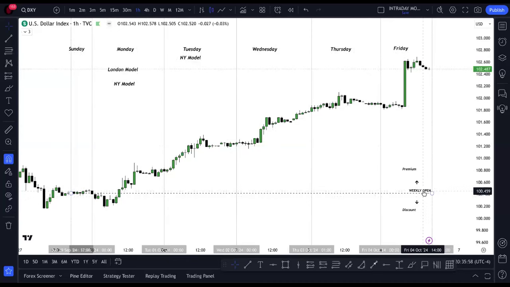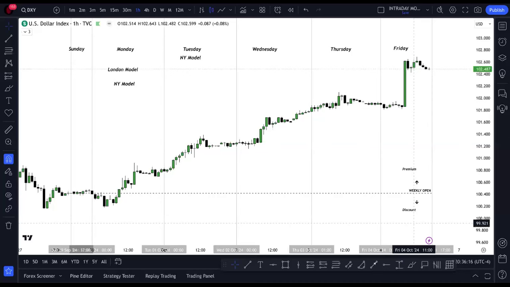Now, this price point here is fair value. This is Sunday's opening price, or interchangeably weekly opening price. Anything above that, in a premium, is where you're going to find ideal sell scenarios. I say this all the time. Anything that's in the discount, that's where you're going to find your ideal buy scenario.